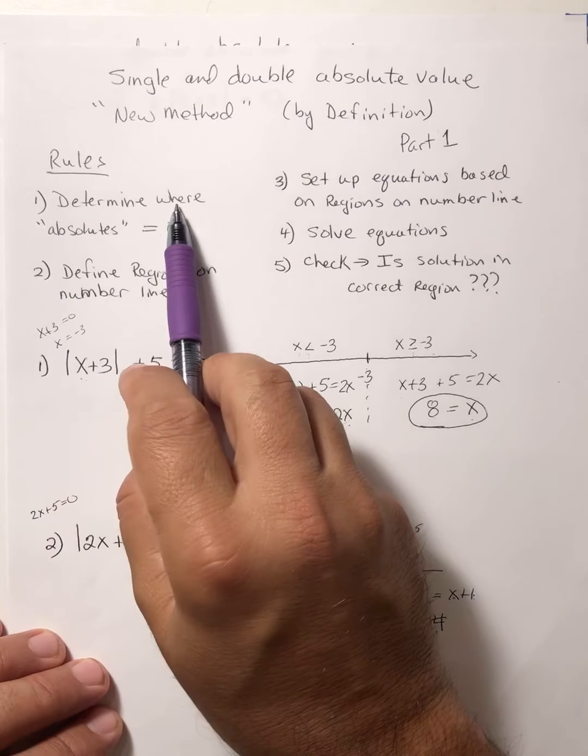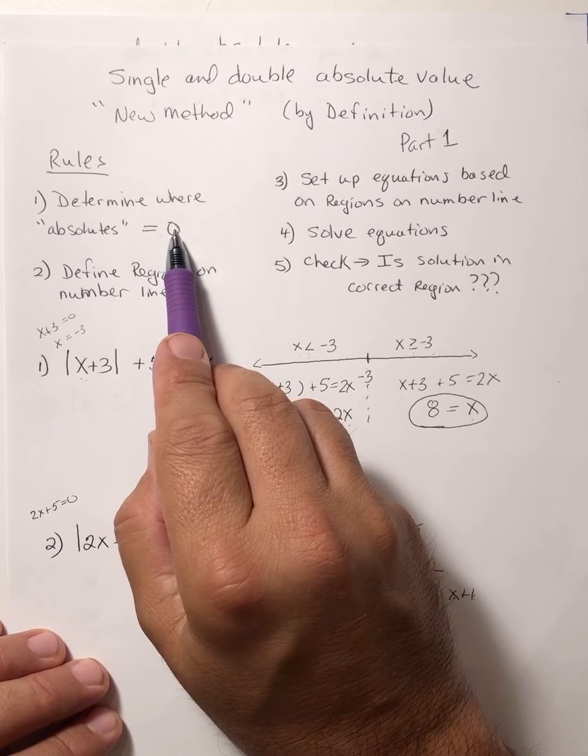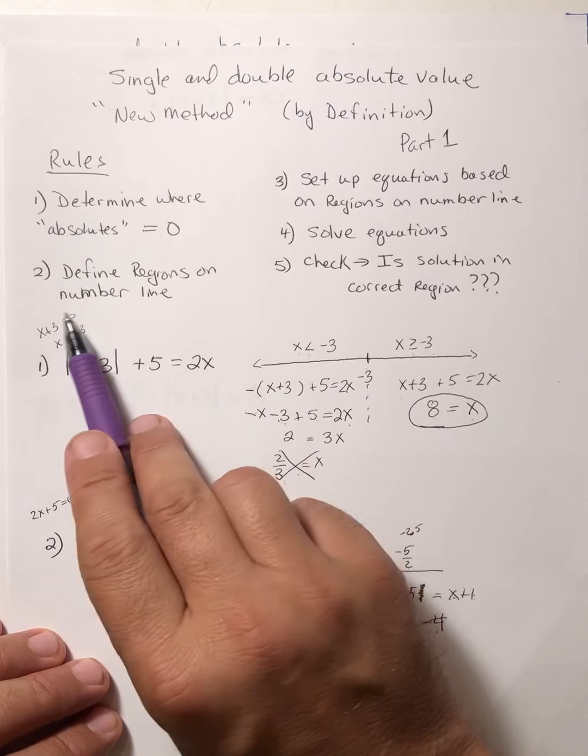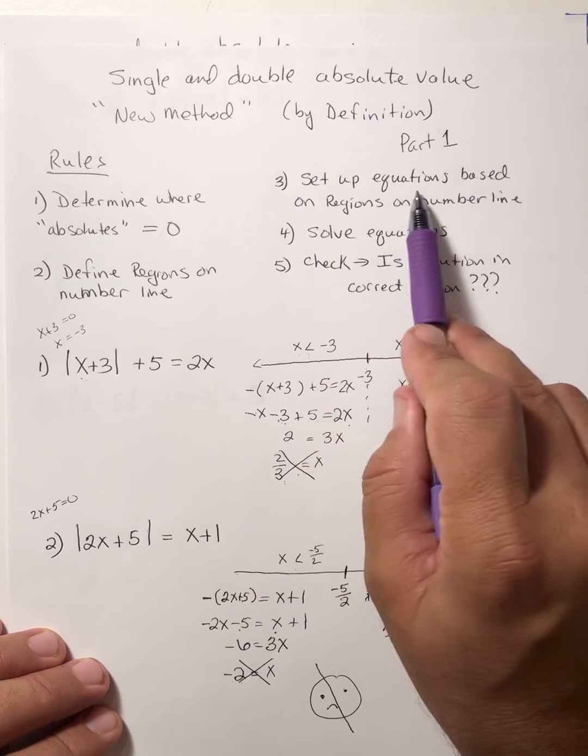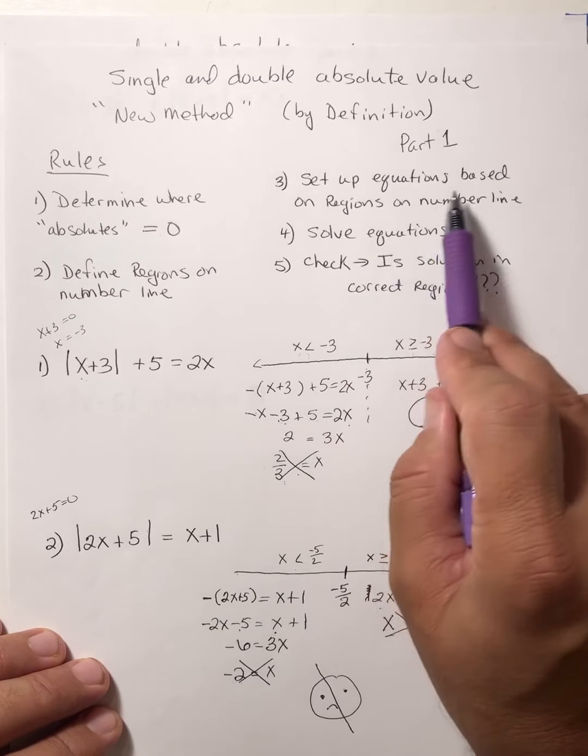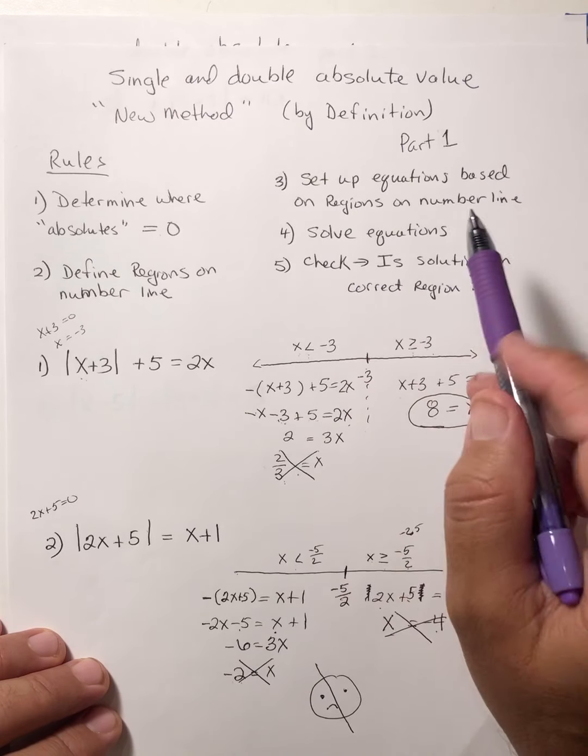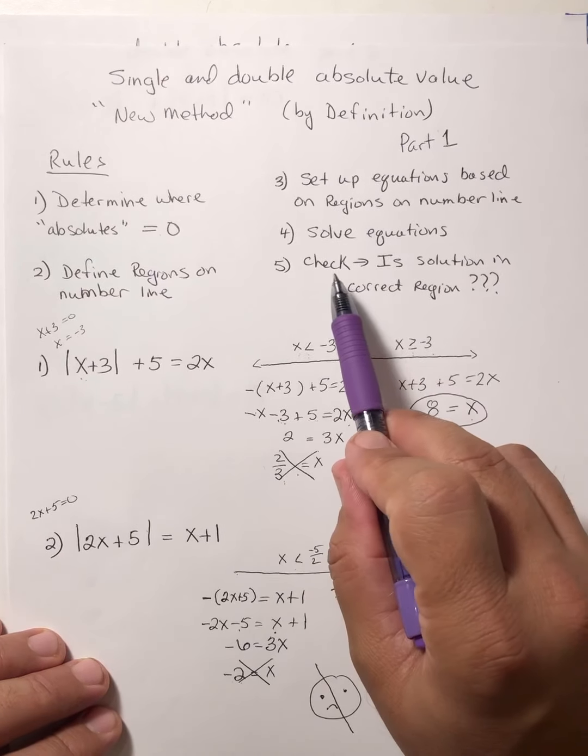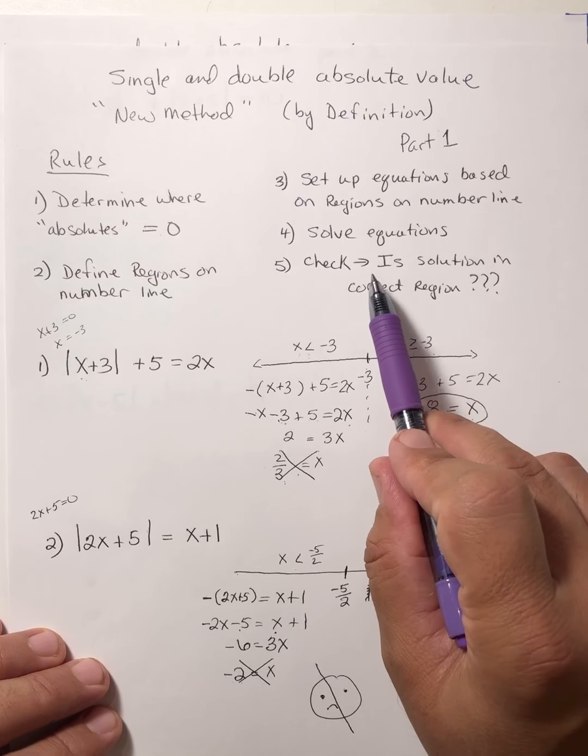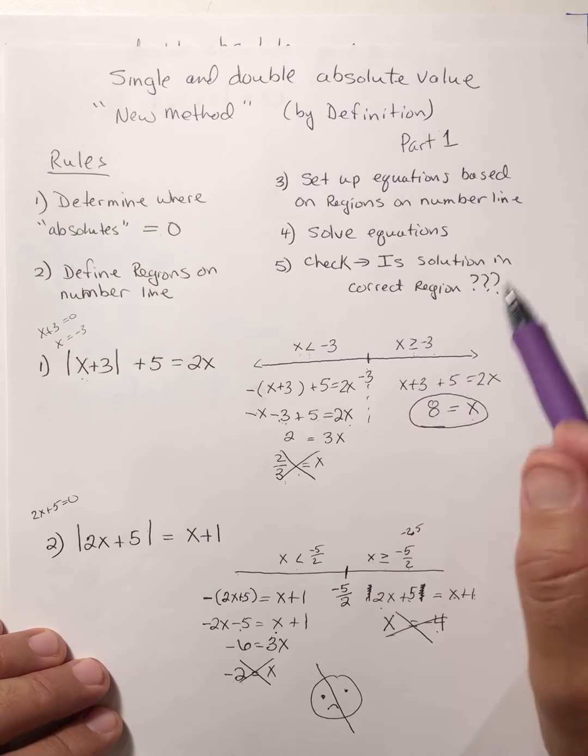Remember, we determined where the absolutes were equal to 0. We drew the number line, so we defined the regions on the number line. We set up the regions based on the regions on the number line, solved the equations, and we did our checks. And remember, the check is simply saying, is the solution in the correct region?